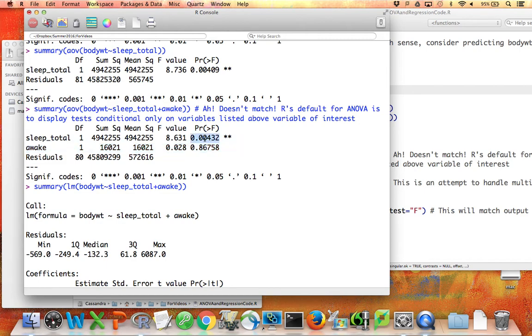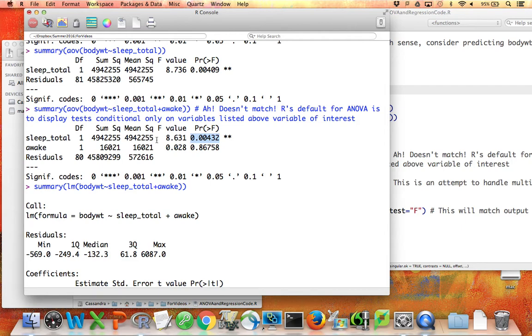This p-value here, 0.0432, is very similar to the p-value that we got when we looked at the model that had sleep total only. It's not identical, and the reason is that it's using as its estimate of the residual variance the residual variance from the model that does include awake as opposed to the model that does not include awake. But the question being asked here is the same as the question being asked above. It's just being asked in a slightly different way. What is the p-value for sleep total compared to an equal means model?